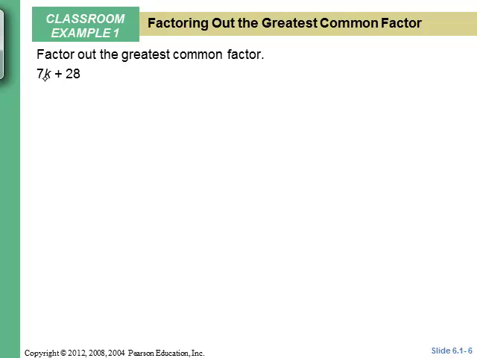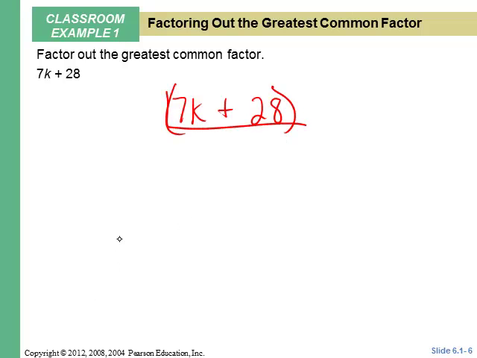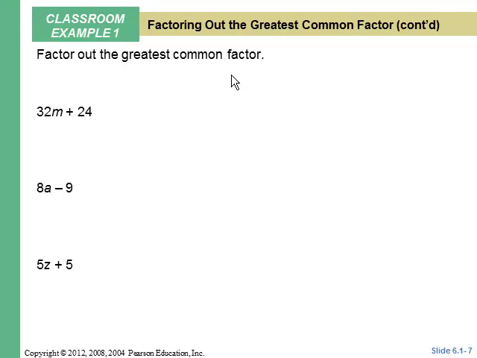Here, what's the greatest common factor? What do those two terms, 7k and 28, have in common? Well, if we divide them both, which is what I'm going to do, what's the biggest number I can divide both of them by? 7, and I'm left with k plus 4. So my factored form is 7 times k plus 4. Notice I did 2 divisions at the same time, separated by this plus sign.